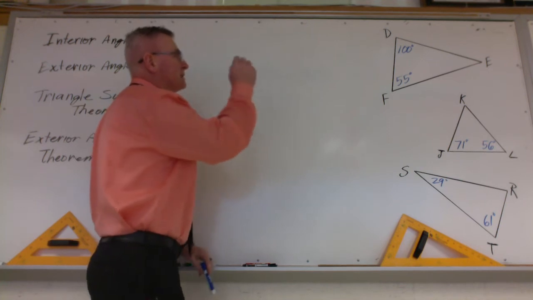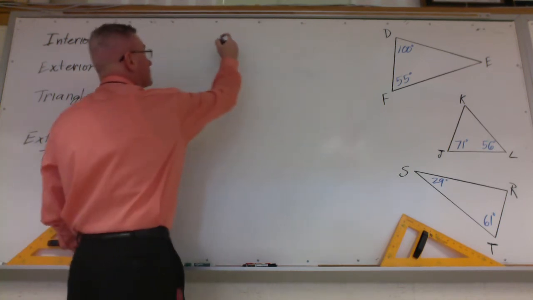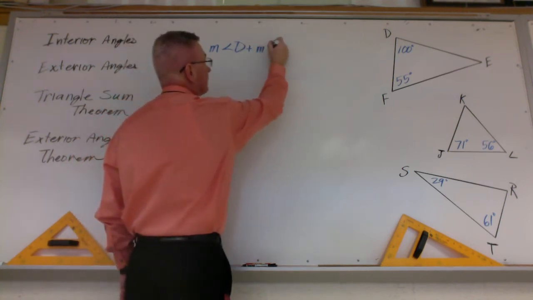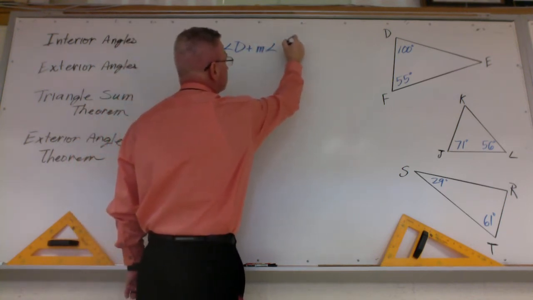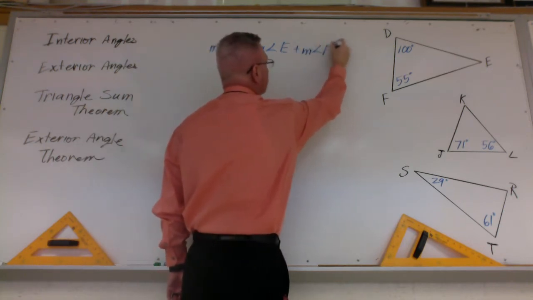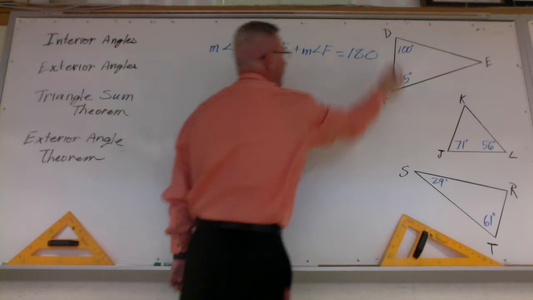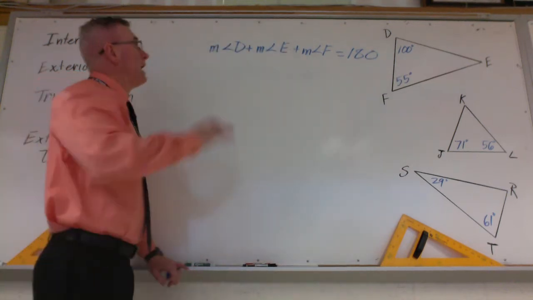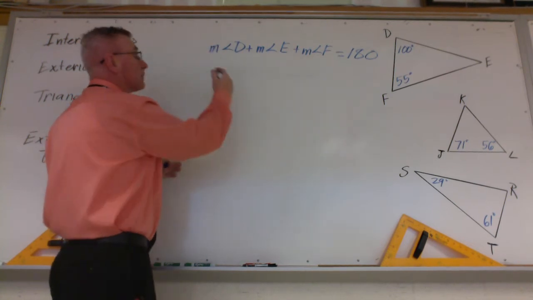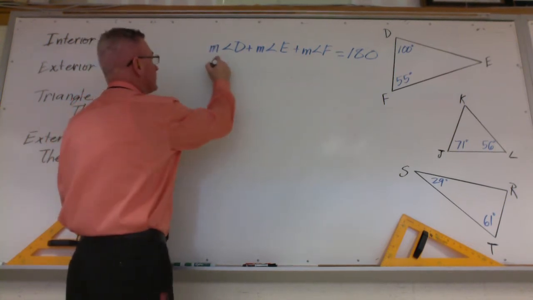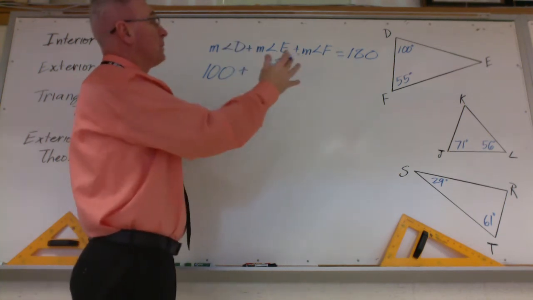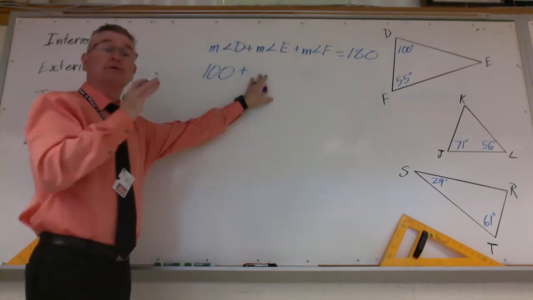I'm going to take triangle DEF, and I'm just going to mark here the measure of angle D plus the measure of angle E plus the measure of angle F must equal 180 degrees. Okay? Now, do I know the measure of angle D? Yes, it's 100. So I'm going to substitute 100 into my problem right here. So 100 plus, I don't know the measure of angle E. So I'm going to use that as a variable.